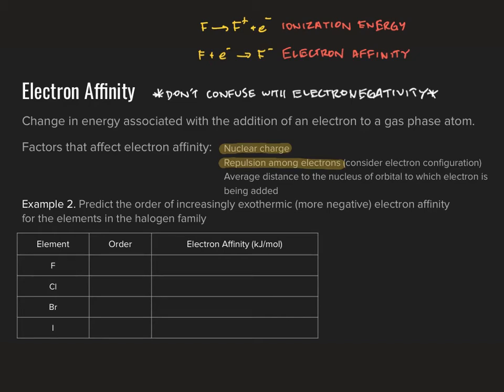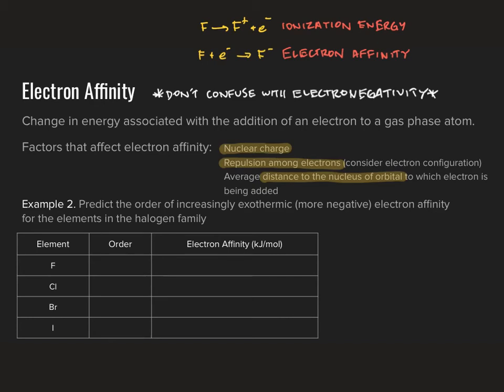A third factor that affects the electron affinity is the average distance to the nucleus of the orbital to which the electron is being added. Obviously, if you're adding an electron to a large atom with a valence shell a long way from the nucleus, you're not going to get that new electron as close to the nucleus, which means it's going to be less energetically favorable to add that electron. That is, you're probably going to have a less exothermic process. Whereas with a much smaller atom in which the valence shell is closer to the nucleus, the electron affinity would probably be a larger, more exothermic value.